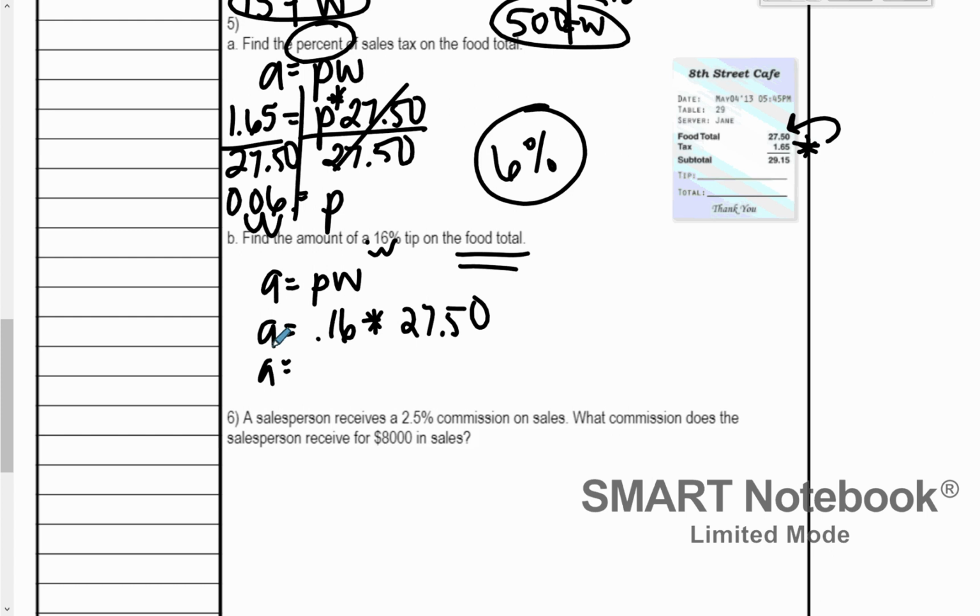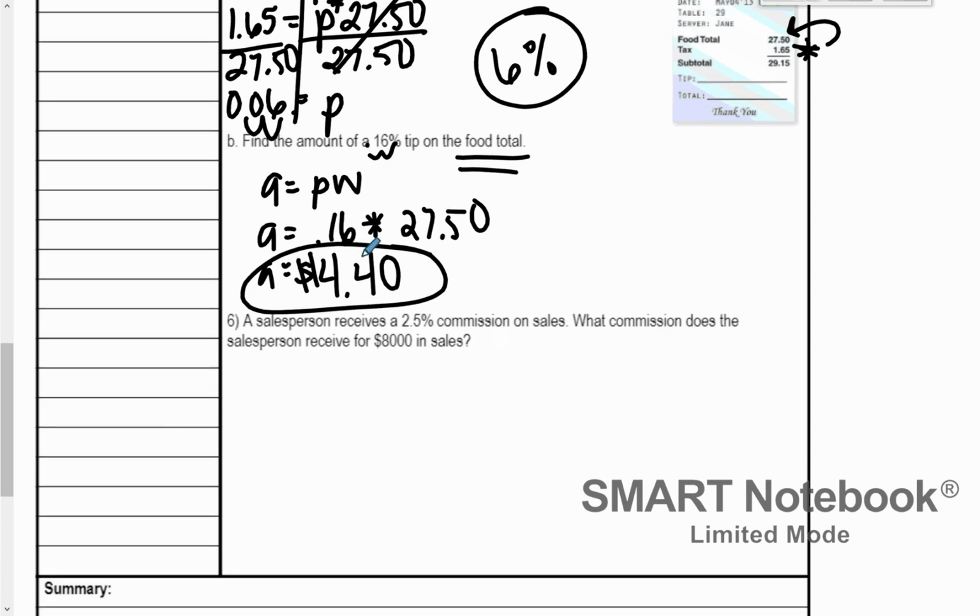We take $27.50 times 16 hundredths to get 4.4. Again, this answer should be a dollar amount, so we should add a zero, add a dollar sign. $4.40. Number 6. A salesperson receives 2.5% commission on sales.